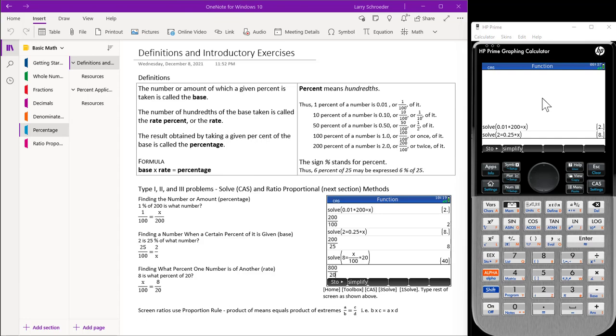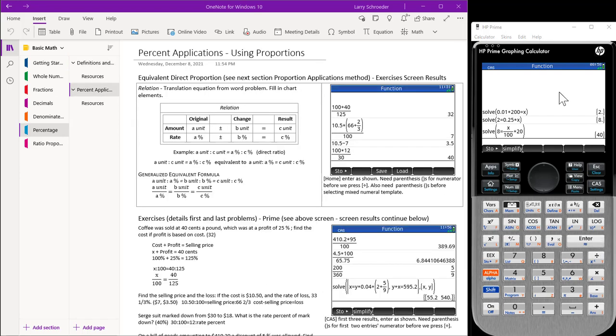We finish the discussion of this page with the last equation. Toolbox, solve, 8 equals X, divide 100, move out of the fraction, times 20, press enter. The result is 40. Before we begin on percent applications using proportions, let me clear out our calculator.